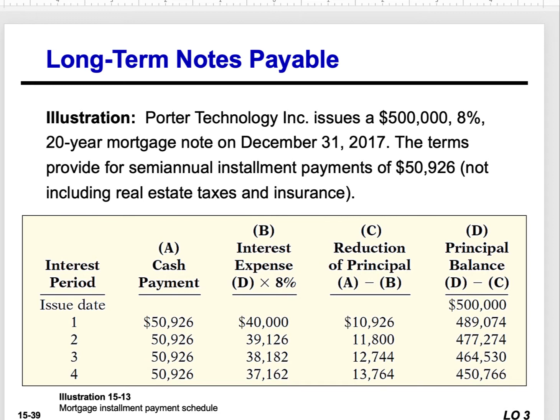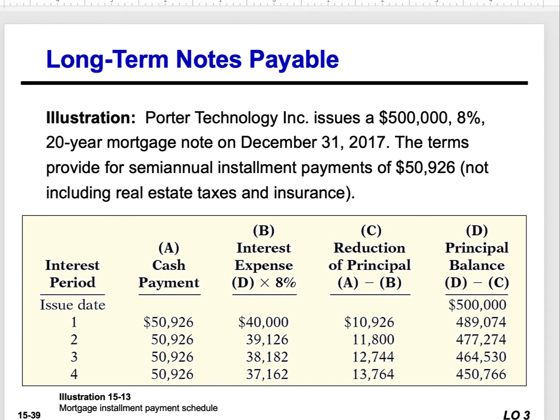Porter Technology issues a $500,000 8% 20-year mortgage note on December 31st, 2017. We know that we're going to book it at the face amount, so that's going to be the $500,000. We know that it has an 8% stated interest rate, so we have to pay 8% interest on that $500,000. And the term of the note is going to be 20 years. Now, the terms provide for semi-annual installment payments of $50,926. This is the payment that the issuer, in this case Porter Technology, stipulates.